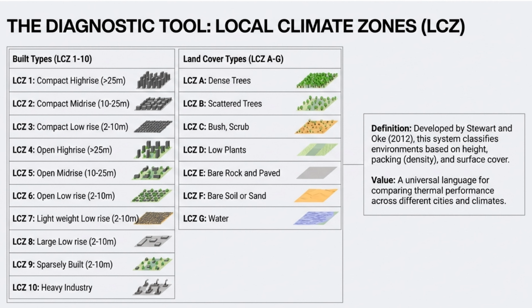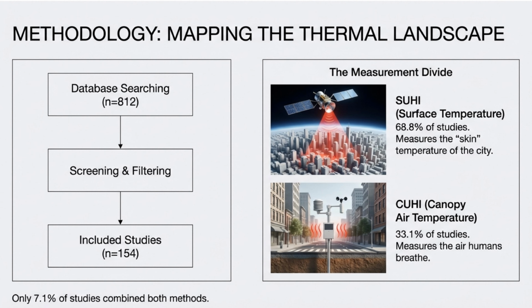The key insight here is that we must understand the city's spatial anatomy, not just treat it as a thermal monolith. Different neighborhoods experience fundamentally different heat dynamics based on their built form and surface properties. This brings us to the Local Climate Zone Framework, developed by Stewart and Oke in 2012.